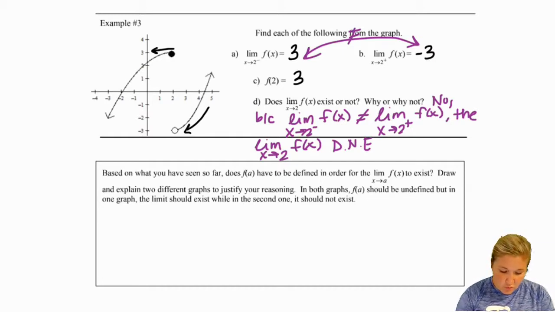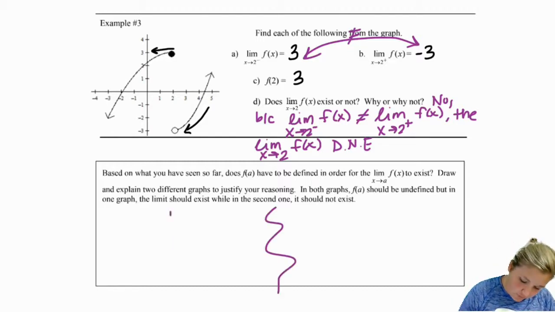Based on what you've seen so far, does f of a have to be defined in order for the limit as x approaches a of f of x to exist? It says, draw and explain 2 different graphs to justify your reasoning. In both graphs, f of a should be undefined. In one graph the limit should exist, while in the second one it should not exist. So here we go. Let's look at these 2 graphs here.